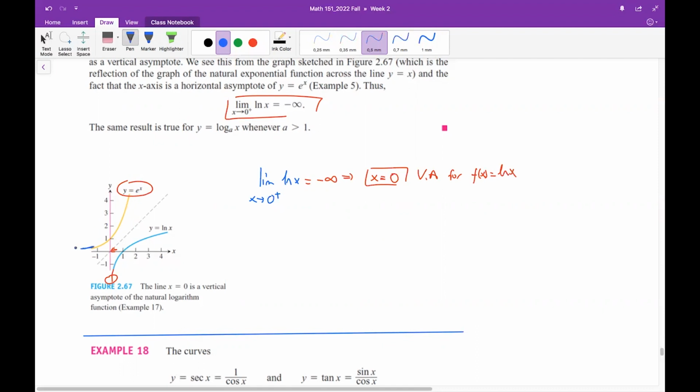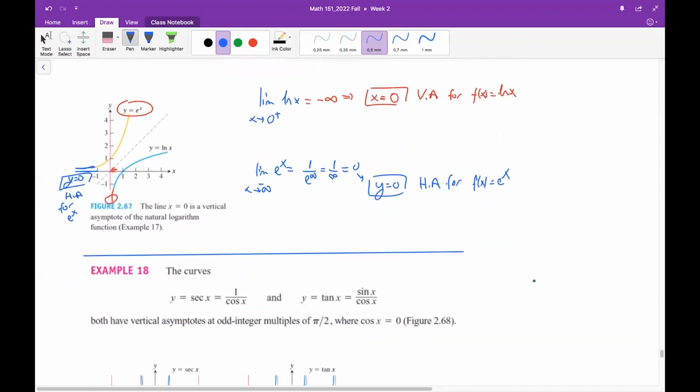As you remember, this function has a horizontal asymptote, which is the x-axis, the y equals 0 line, for e to the power x, because if you look at the limit of e to the power x as x goes to minus infinity, it is 1 over e to the power infinity. So 1 over infinity is 0. So y equals 0 is a horizontal asymptote for this function, which is an exponential function, okay?